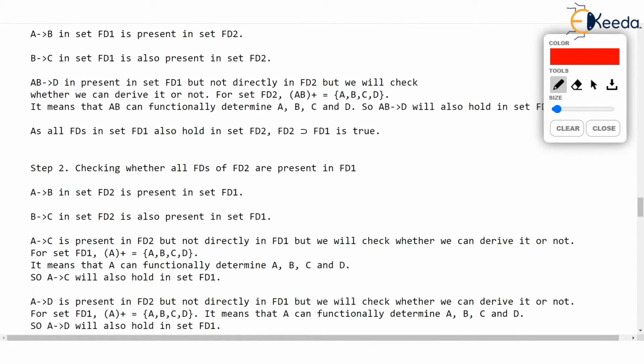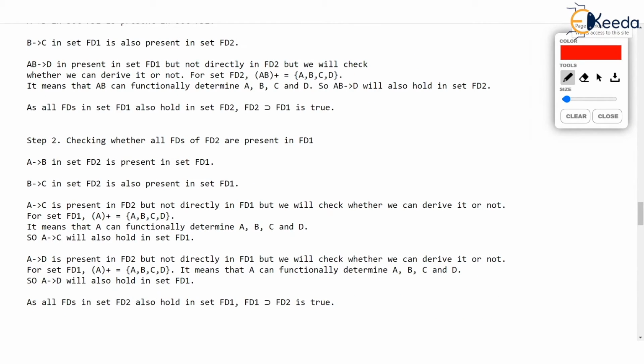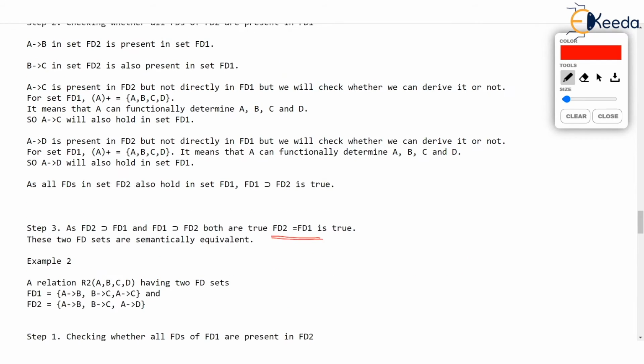This is better. Okay. And finally, we get FD1, FD2 is equal to FD1 because both cover each other. Okay. So now let's see one more example before we close this discussion.